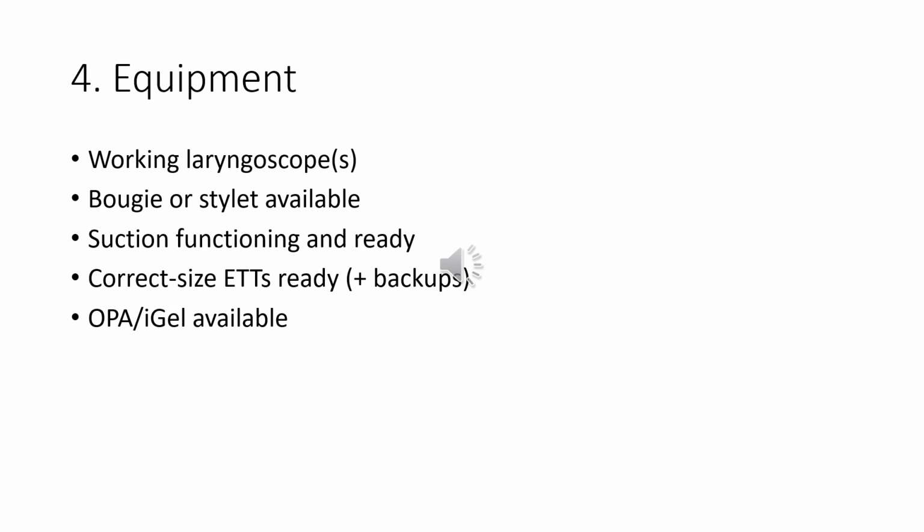It's important to make sure that a functional laryngoscope is available, in addition to a bougie or a stylet, the correct size of the endotracheal tube with backups ready if needed, as well as alternative airway devices such as an oropharyngeal airway or an iGel. Immediate suction availability prevents airway obstruction from secretions or vomit.